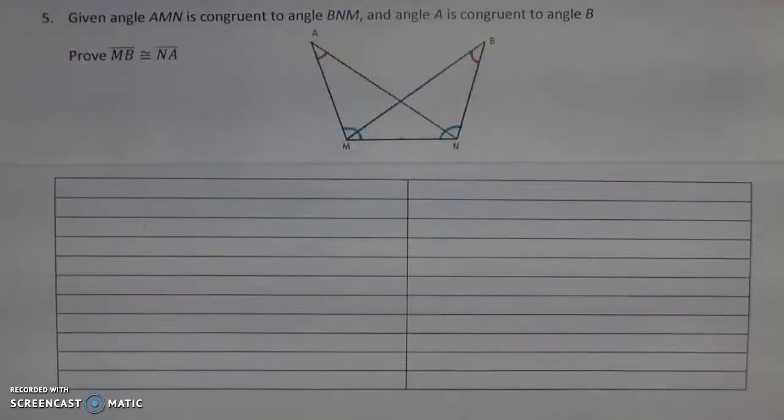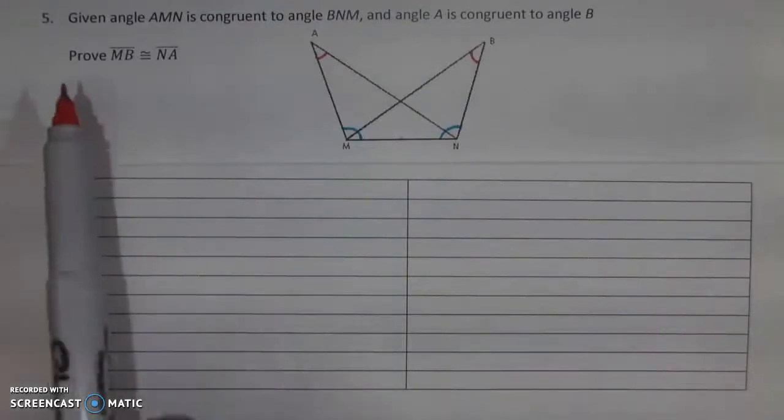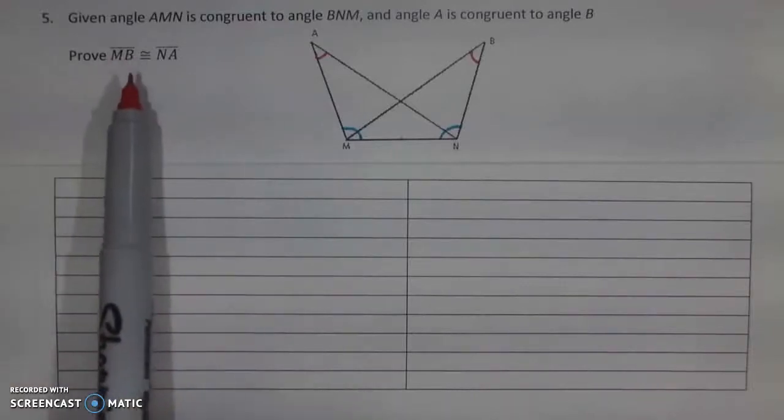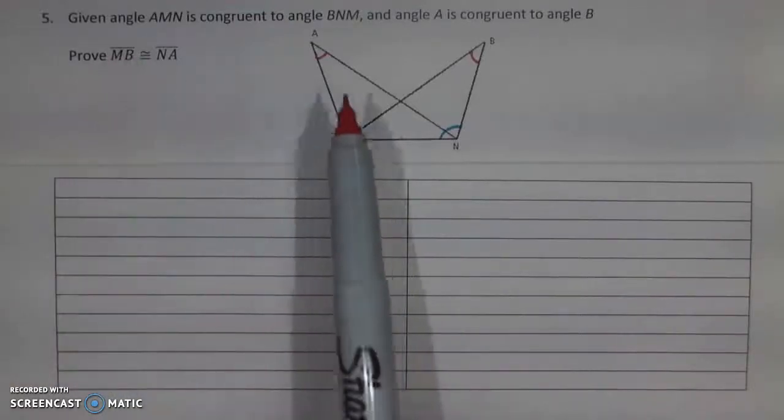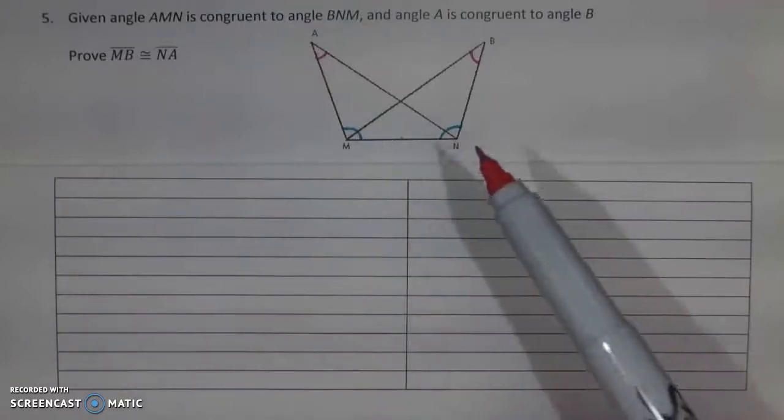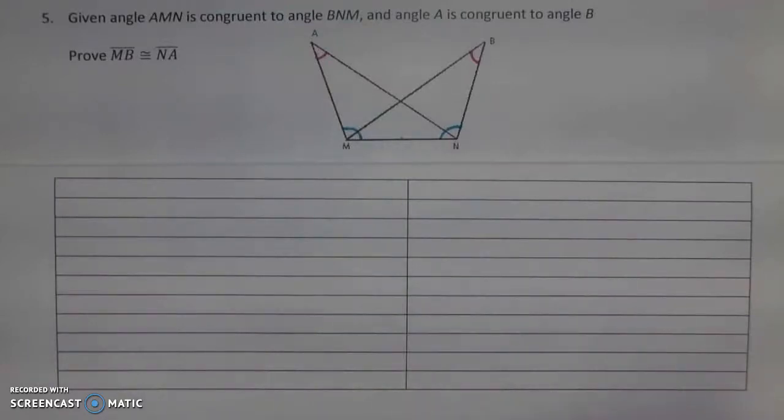Good morning. So today what we are going to do is practice a proof that uses CPCF, or corresponding parts of congruent figures. Now remember that when you see that what you're trying to prove is that two segments are congruent, it's always good to check to see if you could prove that triangles are congruent.